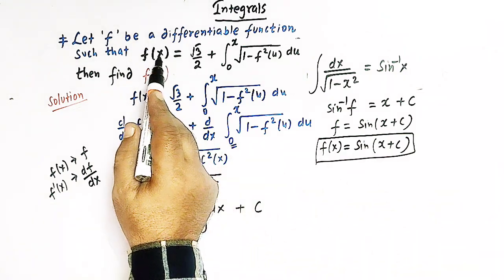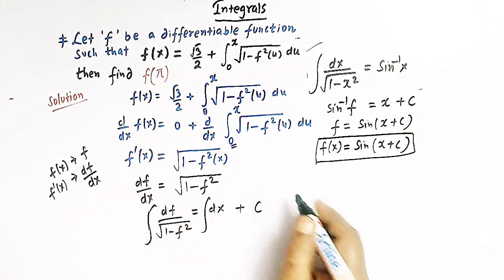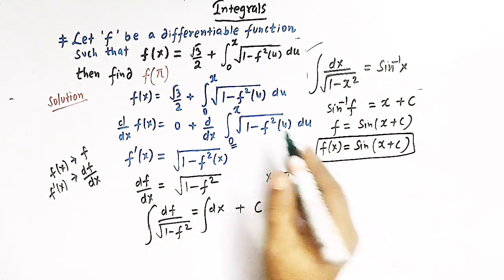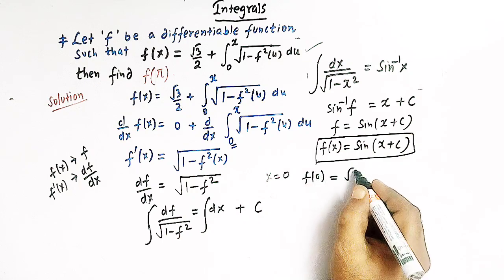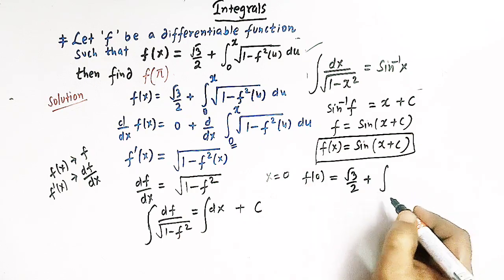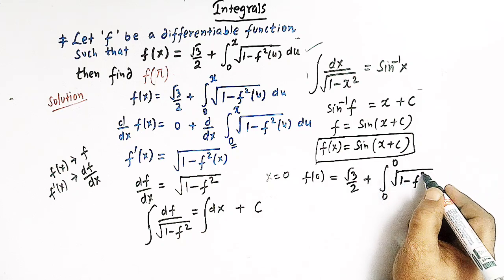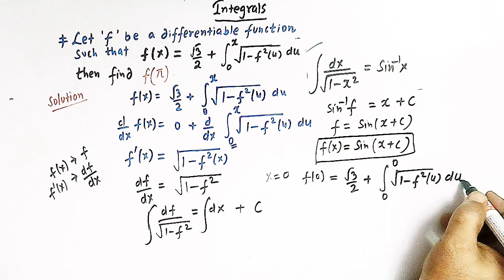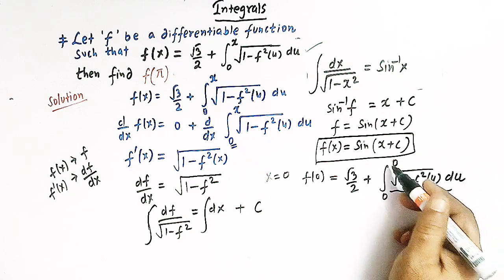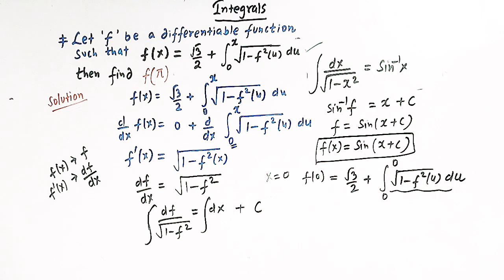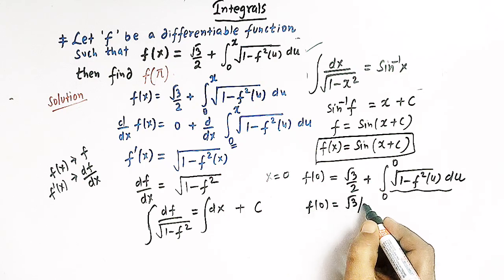So now let us take x is equal to 0 in the given equation, right? So when we take x is equal to 0 in this equation, we have f of 0 is equal to square root of 3 over 2 integral 0 to 0, and here we have square root of 1 minus f square u du. Now clearly this term is 0 because both the limits of integration are 0. So we are simply left with f of 0 is equal to square root of 3 over 2.